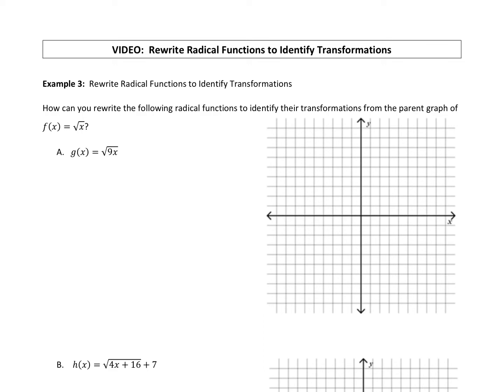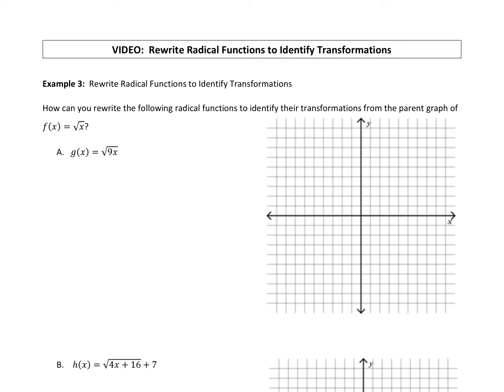Okay, so in this example, we're going to look at rewriting a radical function so that we can identify the transformations. So the question, how can you rewrite the following radical functions to identify their transformations from the parent graph of f of x equals the square root of x? So we are looking at our square root function.